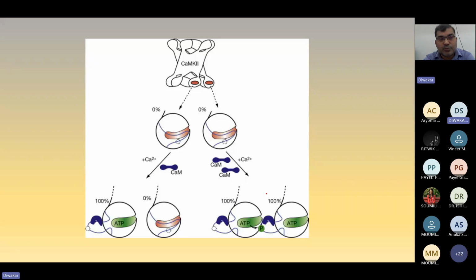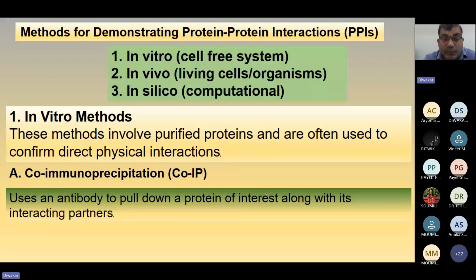interactions. So what is the instrumental or laboratory method for demonstration of the protein-protein interactions? First one is in vitro methods. We can demonstrate the protein-protein interactions in the cell-free system. Second one is in vivo methods. Within the live organism, we can demonstrate the protein-protein interactions either using the confocal microscopy or in silico approach, computational approach, we can identify the protein-protein interactions.